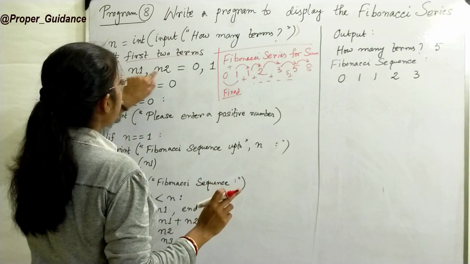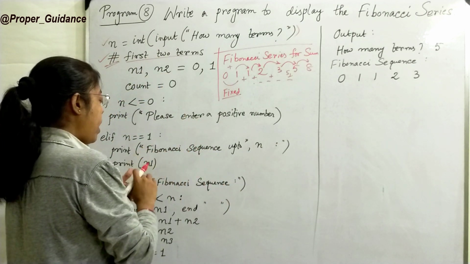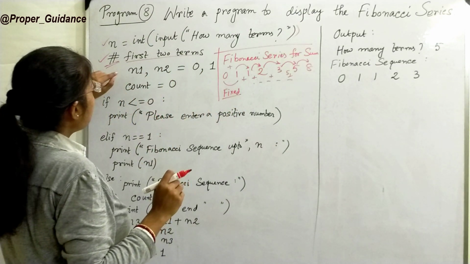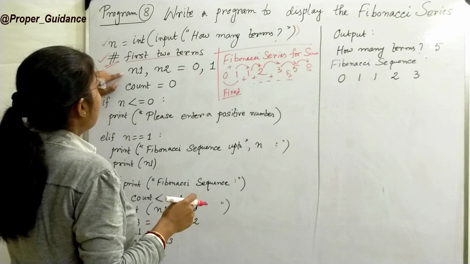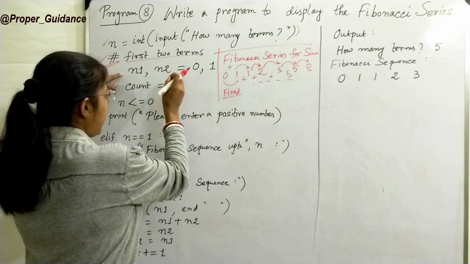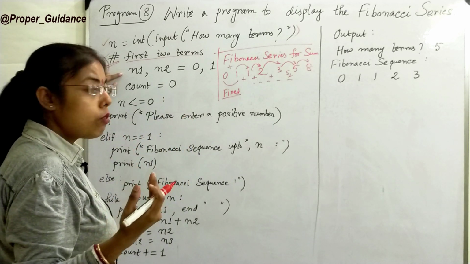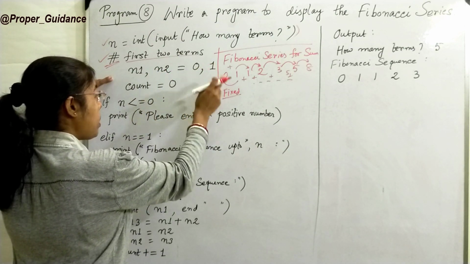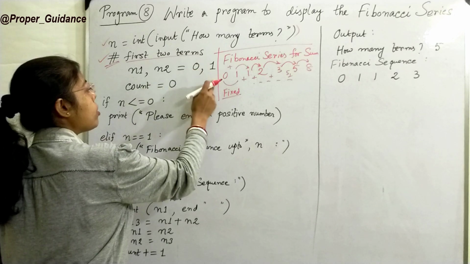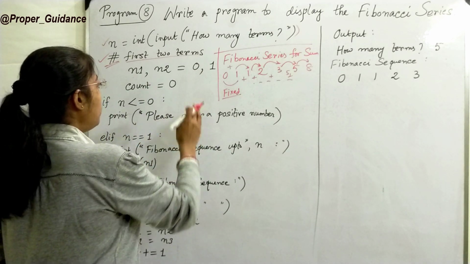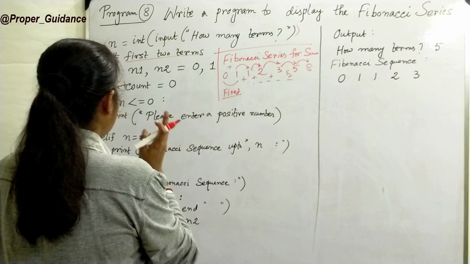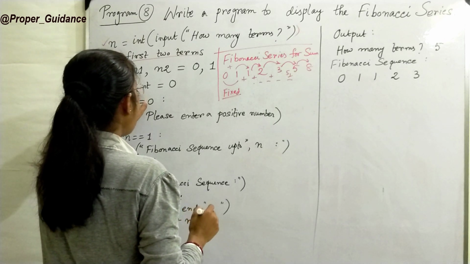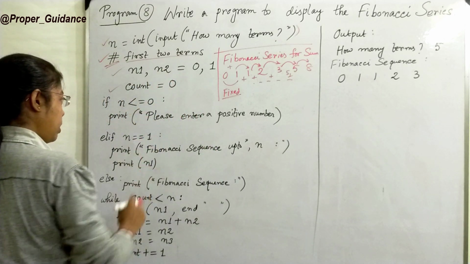So n1 and n2 are two variables where I stored these two fixed values 0 and 1. This is a very important part: Python allows us to assign more than one variable in one statement. n1, n2 equals 0, 1. This means that n1 equals 0 and n2 equals 1. We assign the values 0 and 1 to the variables n1 and n2. And here is another one, count. Count is the variable, and this is initialized with 0.